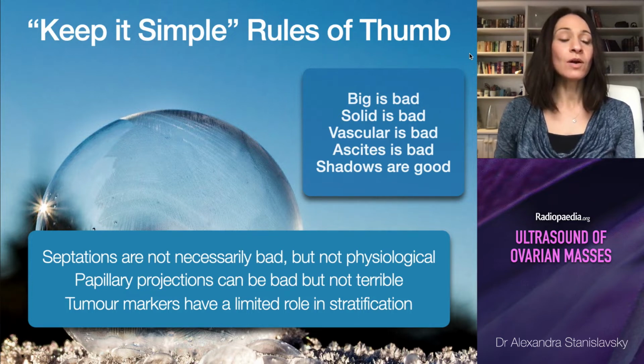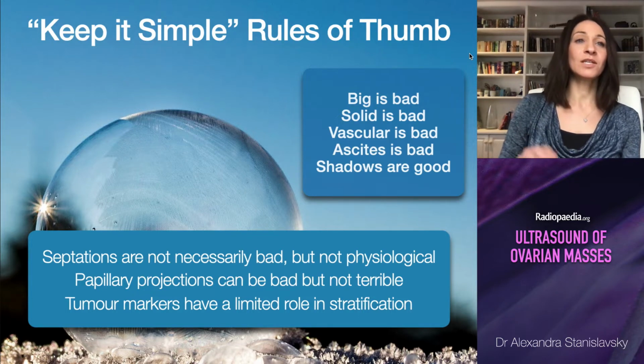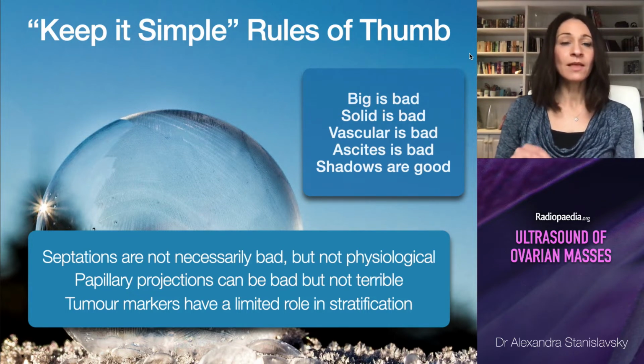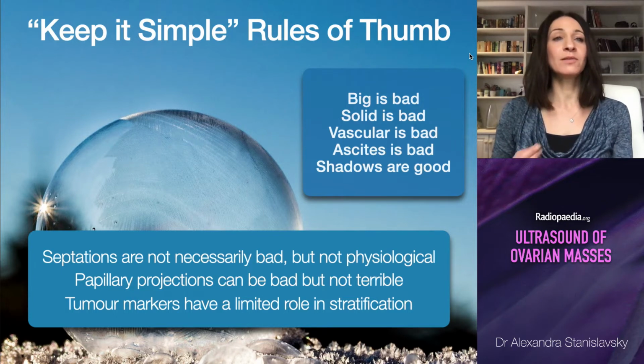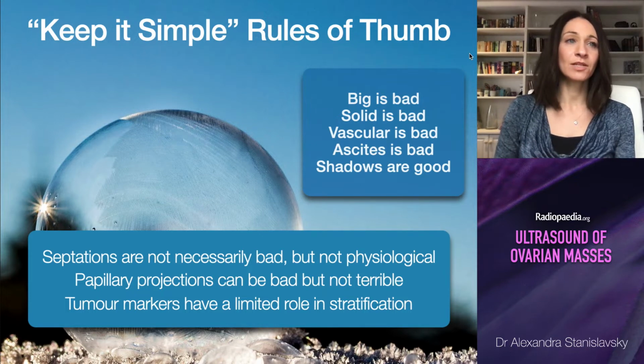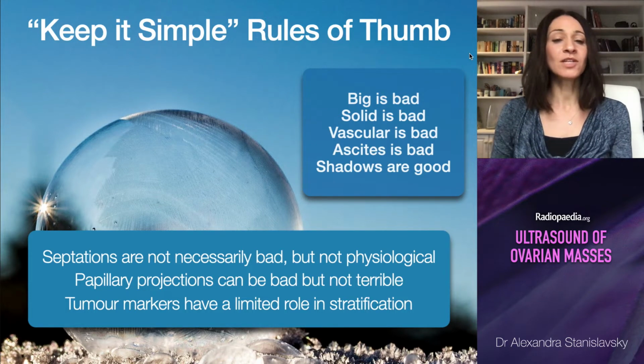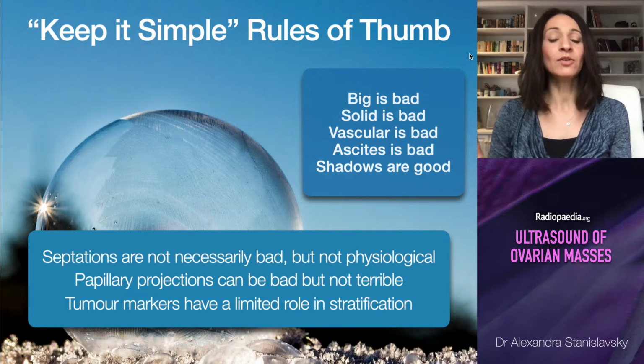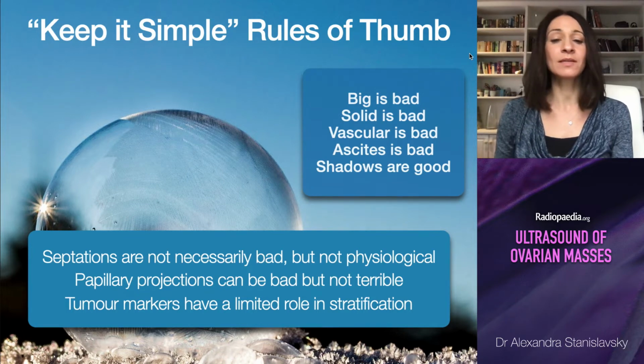So although you may see septations in malignant tumours as well, they will not be the feature that will make you concerned, except if they are thick, very vascular type of septations. So septations are not necessarily bad, but not physiological. You won't, for example, see a follicular cyst or follicle with septations.